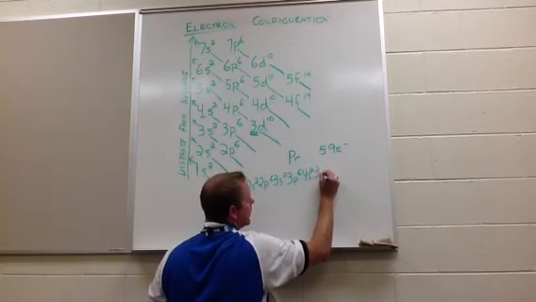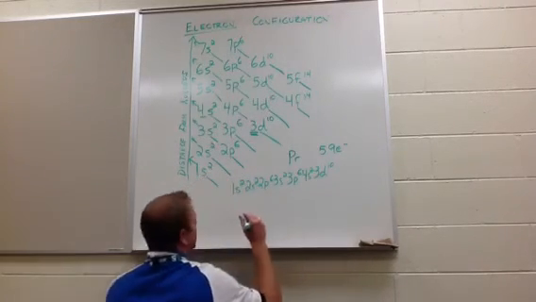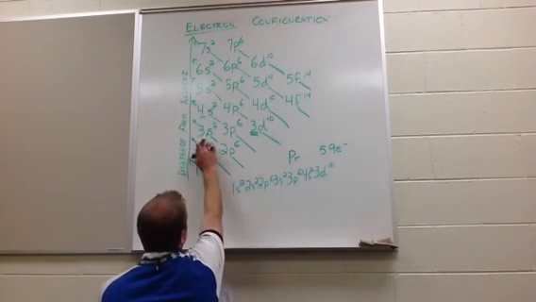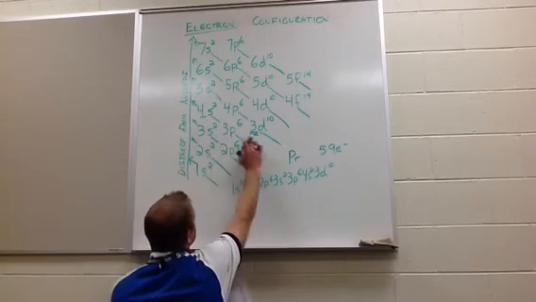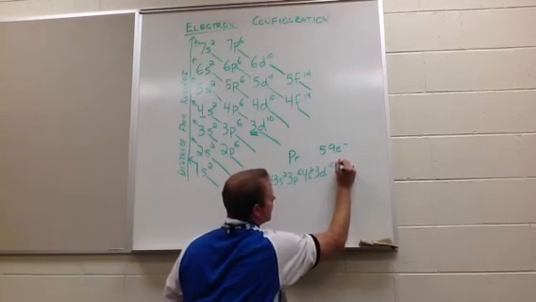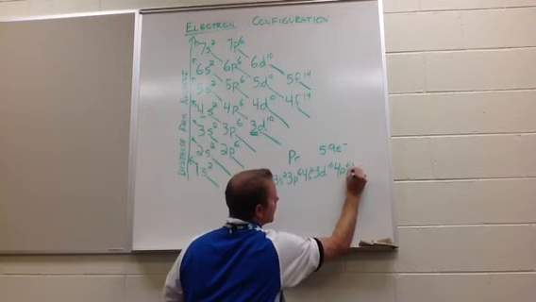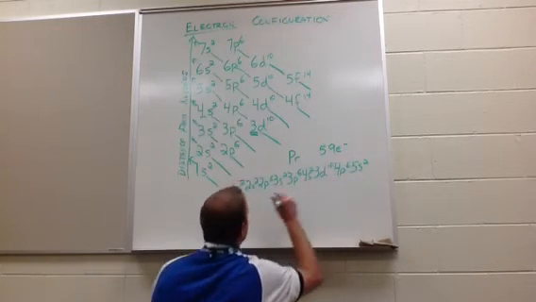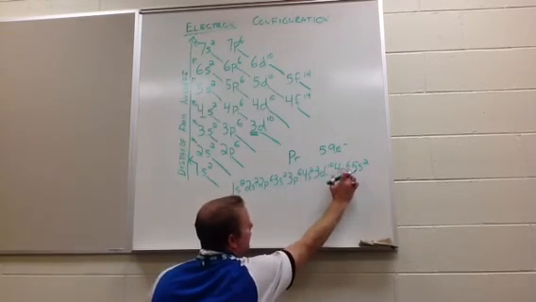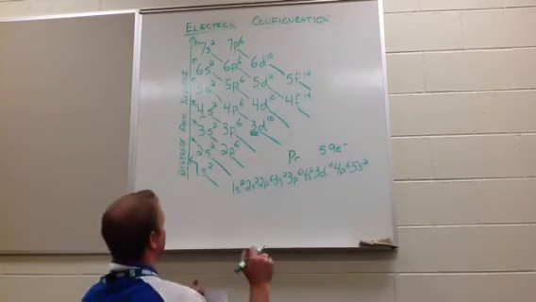4s2, 3d10. Now, why am I going that far? Because I'm just following the arrows. 1s2, 2s2, 2p6, 3s2, 3p6, 4s2, 3d10, 4p6, 5s2. Now, why am I still going? Because 2, 4, 10, 12, 18, 20, 30, 36, 38, and I got to get to 59.